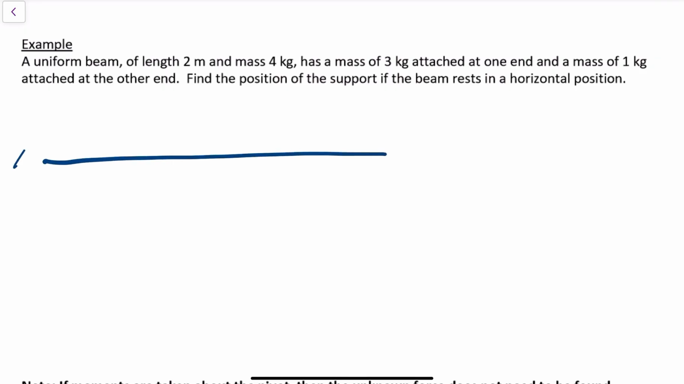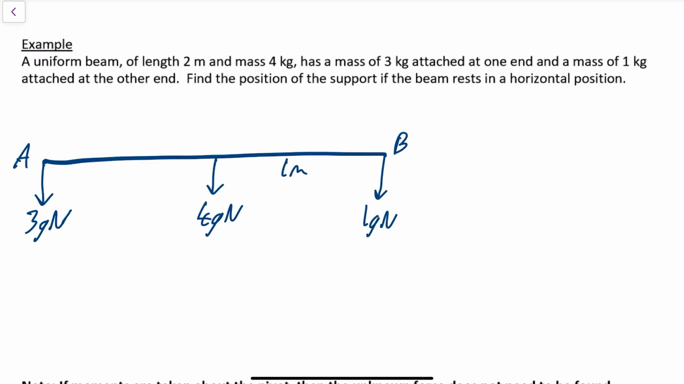So there's my A and there's my B. I have 3 kilograms at A. My center is uniform, so 4 kilograms, so 4G. So G, remember, because it's the weight is the mass times acceleration due to gravity. And then your B is only 1G here. And that would be 1 meter because it's only 2 meters long. And then my pivot point is going to be here.